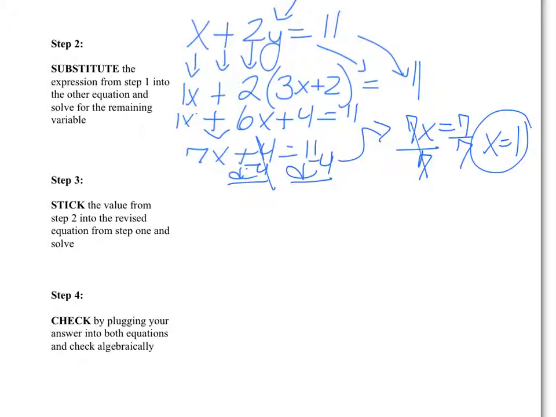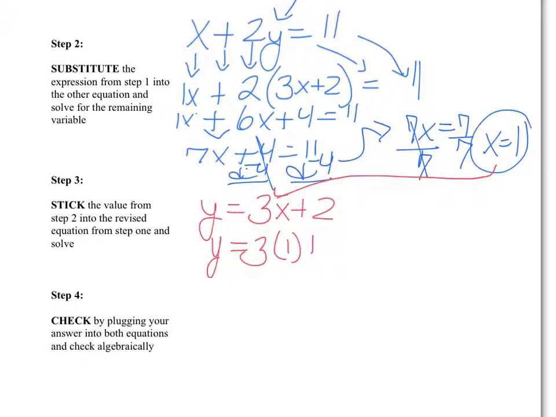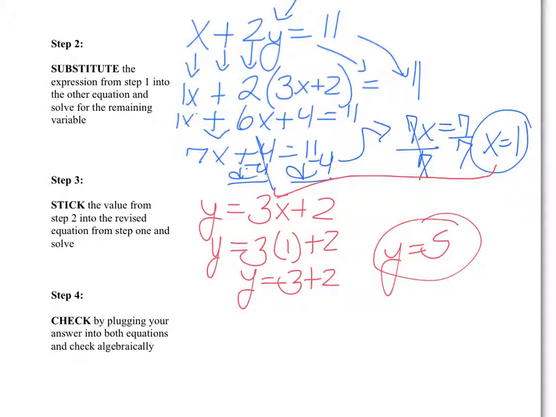Step 3 says go back to step 1 and take your equation from step 1. My equation from step 1 was y equals 3x plus 2. Take the answer you got and plug it in, almost like you're checking. So 3 times 1 plus 2, y equals 3 plus 2, so y equals 5. So I've now found x and I've now found y. Once you find one of the variables, either x or y, the other one's not too bad to find then. We do need to check.